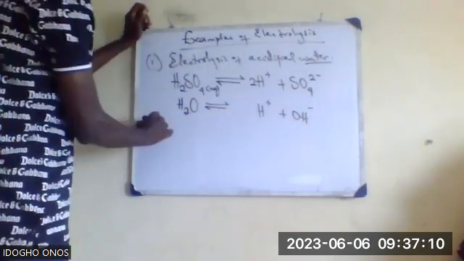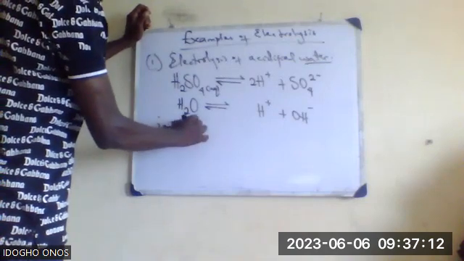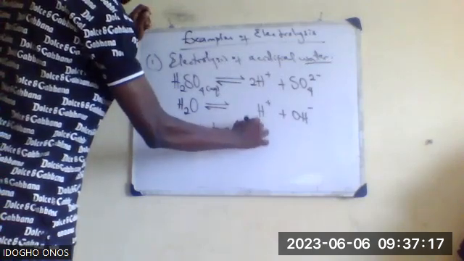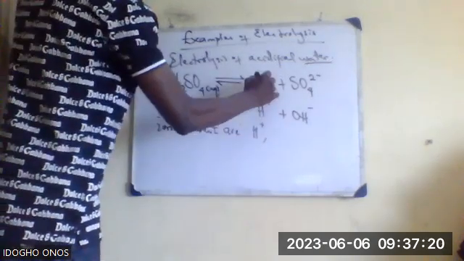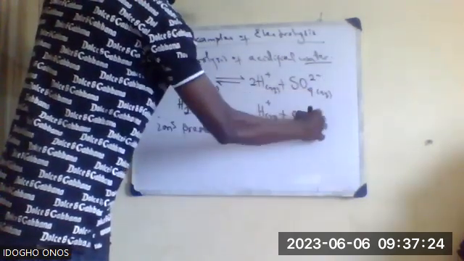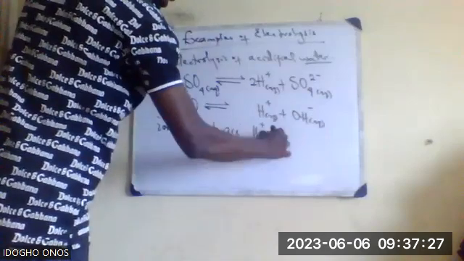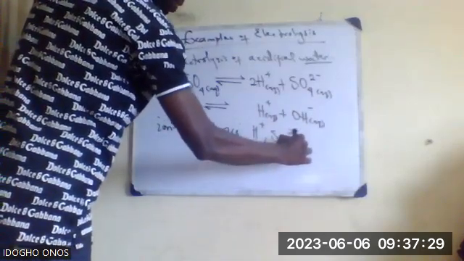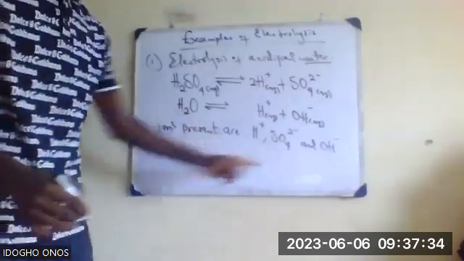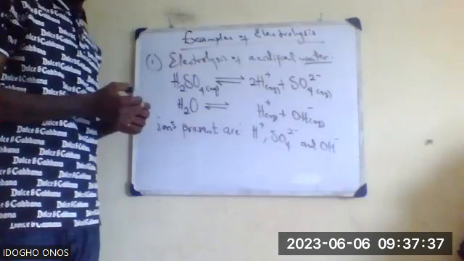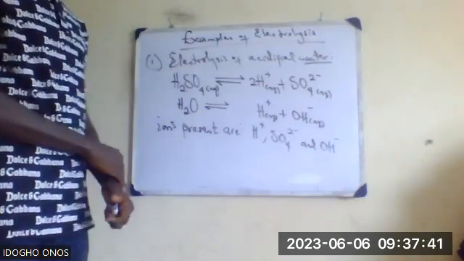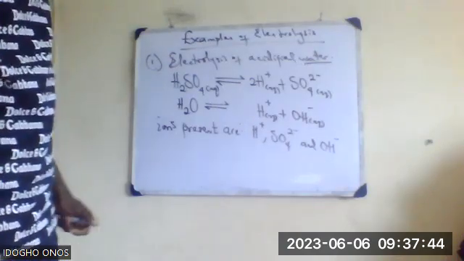So then we can now say the ions present are hydrogen ion, then please put aqueous for each, then SO4, which is tetraoxosulfate 6 ion, and hydroxyl ion. These are the ions present when acidified water is ionized. Any question?